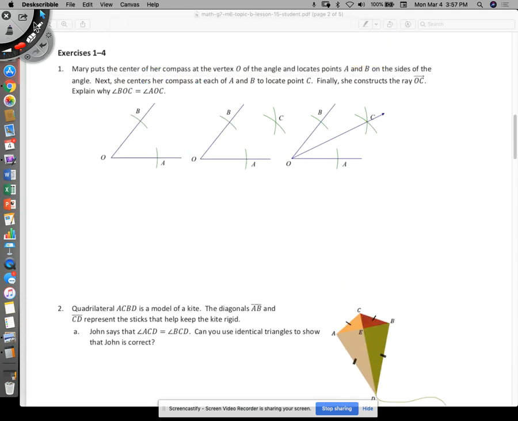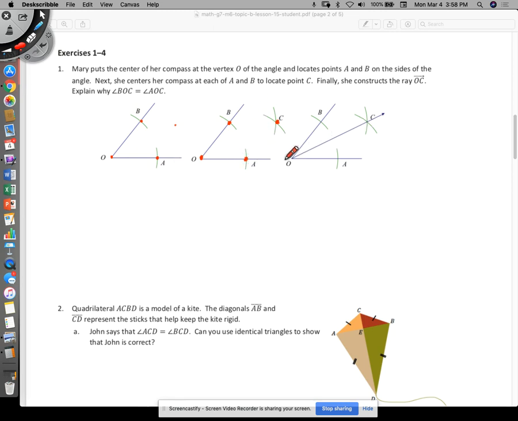All right, let's try the next one. Now, I know we're not using compasses in class, but we can kind of follow along with what this person did here. It says, Mary puts the center of her compass at the vertex O of an angle and locates points A and B. So she put her compass here, and then she kind of spun it. And here's A, and here's B. Okay? So she made those two points on those lines. Next, she centers her compass at each of those points. So now she puts her compass here, and she's moving it this way to locate C. So she moves it and comes out here and gets C, which is out here. So now she has these points all here. These 4 points now. So she went from 3 points to 4 points with her compass.